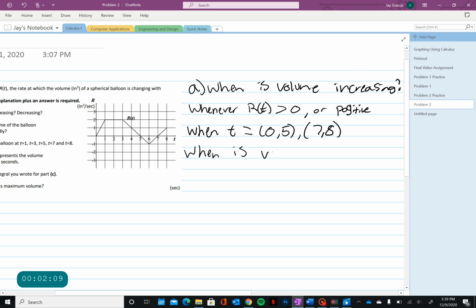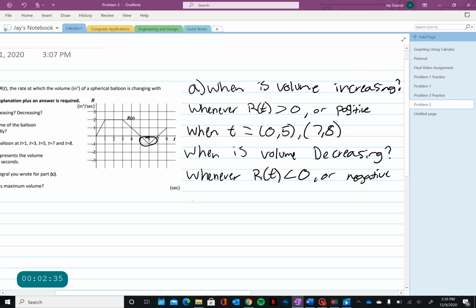So when is volume decreasing? And the opposite is true for this one. So whenever r of t is less than 0 or negative, and it's only really negative right here, which is when t is 5 to 7 seconds.